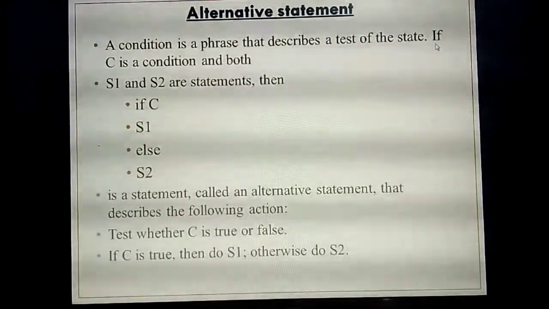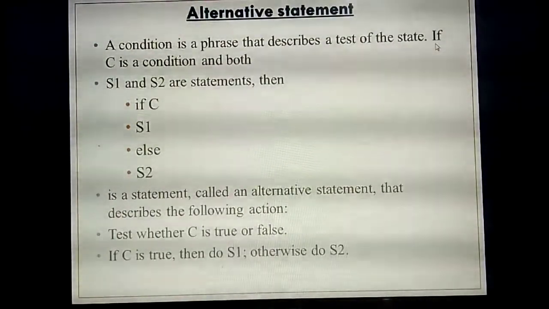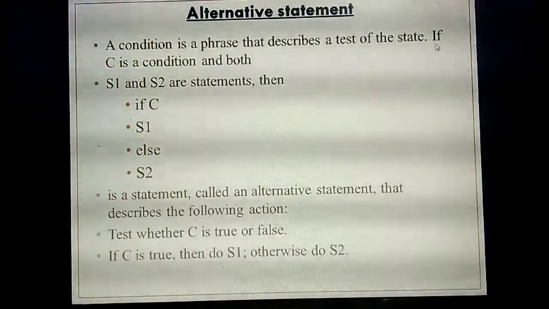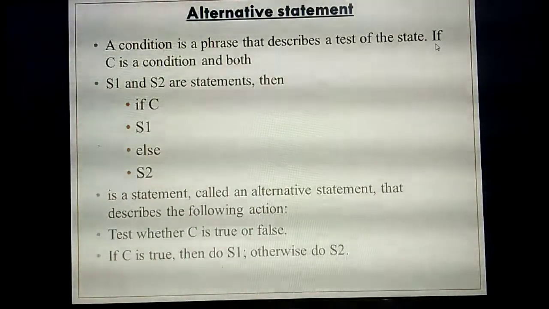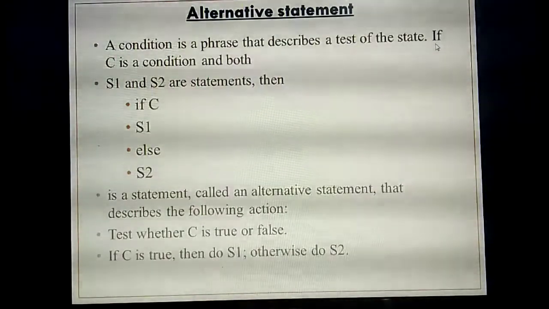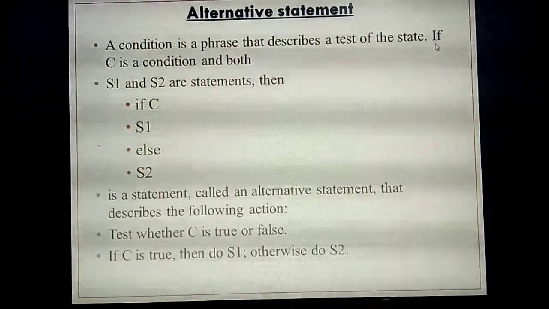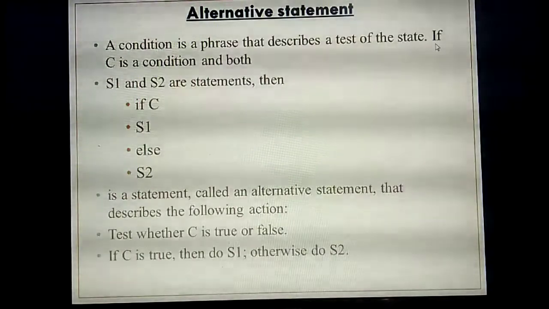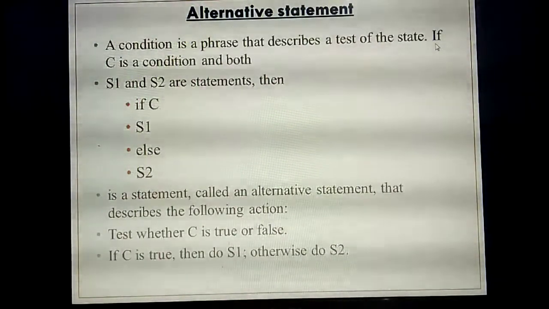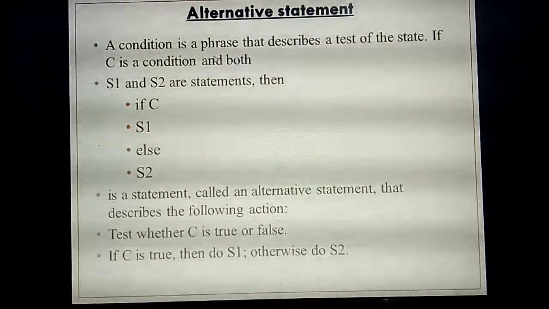State means, for example, a traffic signal. So three colors, red, amber and green. Any one of the lights only blinks at a time, so any one state is present at the moment. Based on the state, you can give the condition. If green, you can walk, or if red, you need to stop. So based on the condition, the statements will change.